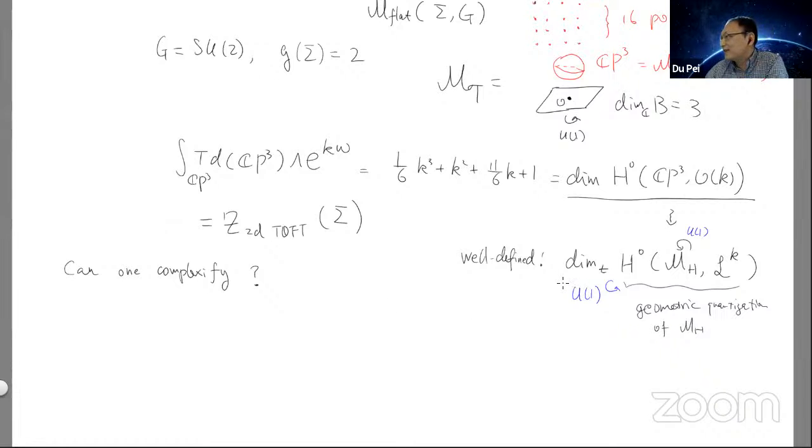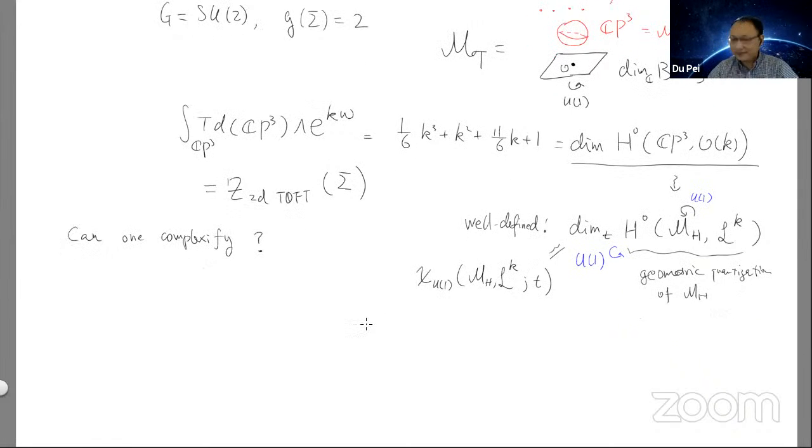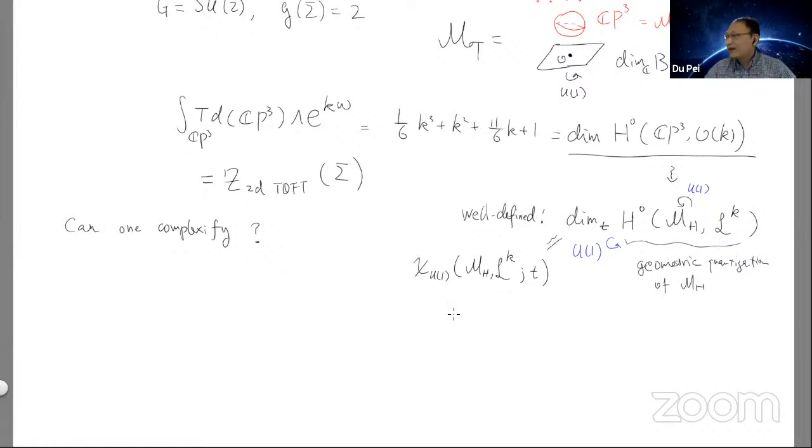Because the higher cohomology vanishes, one can identify the character of the U1 action with the equivariant index of this line bundle over MH. And one can introduce a parameter T to keep track of the equivariant parameter. And this equivariant index would take the following form.